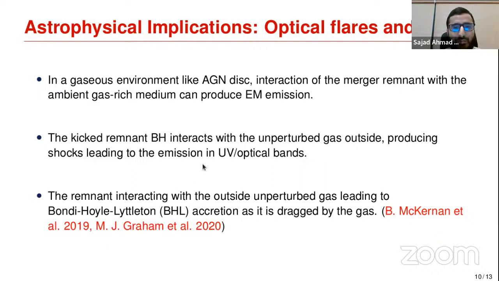First it interacts with the bound gas around it, and then it comes out of the bound gas and interacts with the unperturbed gas which is outside, and it leads to the BHL accretion as it is dragged by this gas.